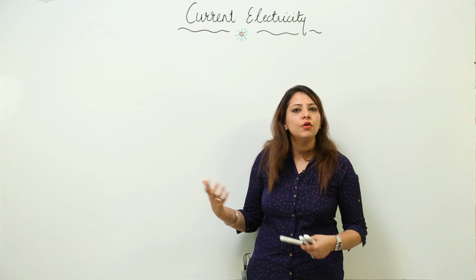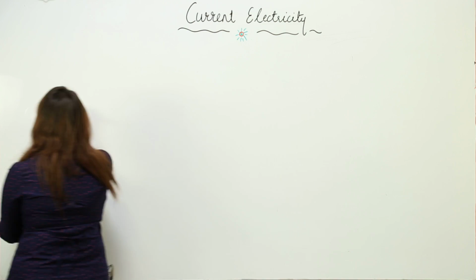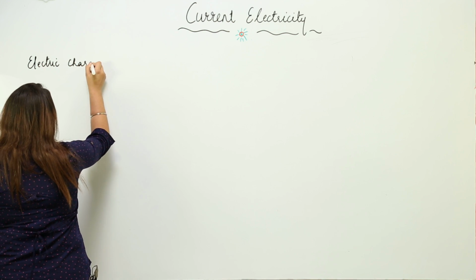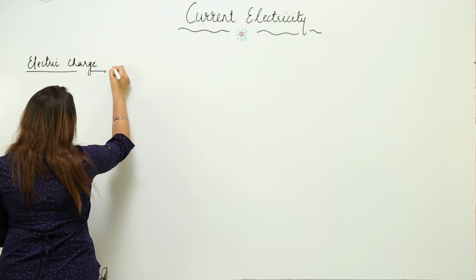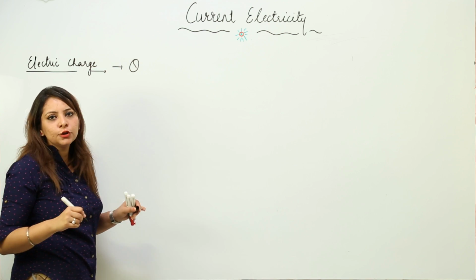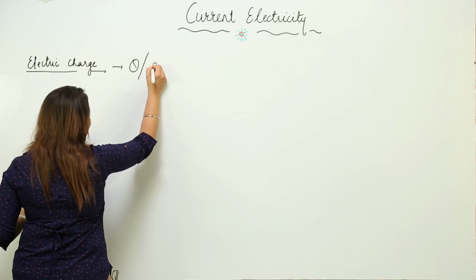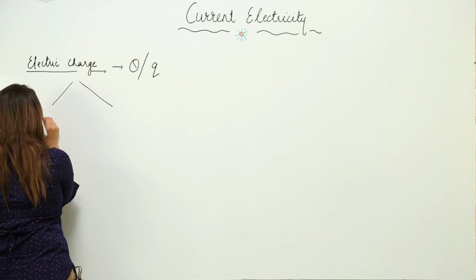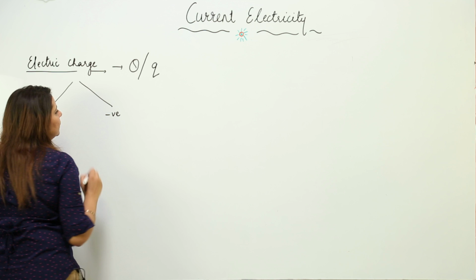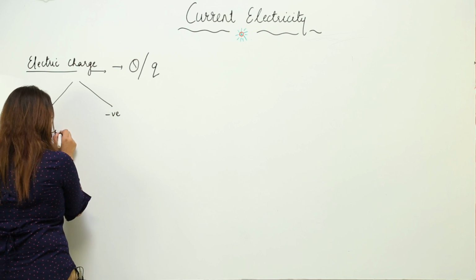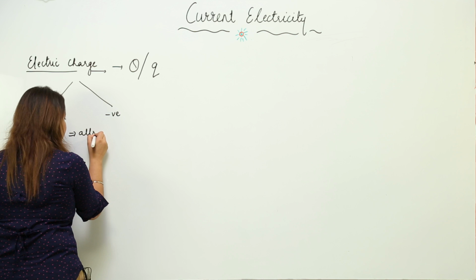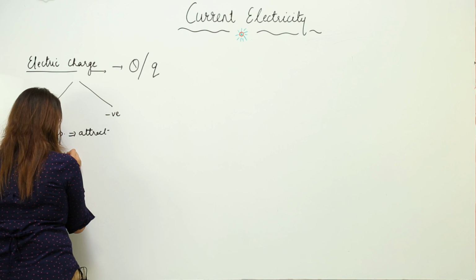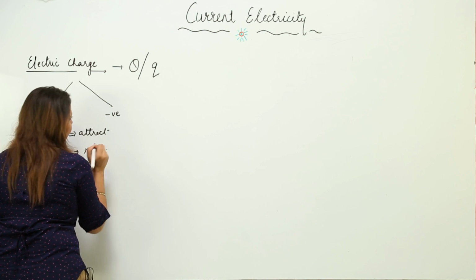Now we are going to take up more in current electricity. So just to recall, electric charge is denoted by Q. It can be capital, can be small. You can use either. We have two kinds of charges. One is positive, other is negative. Opposite charges always attract each other, and same charges always repel each other.